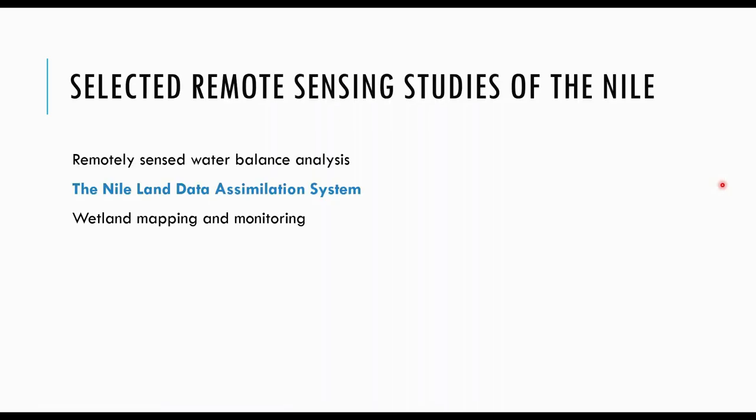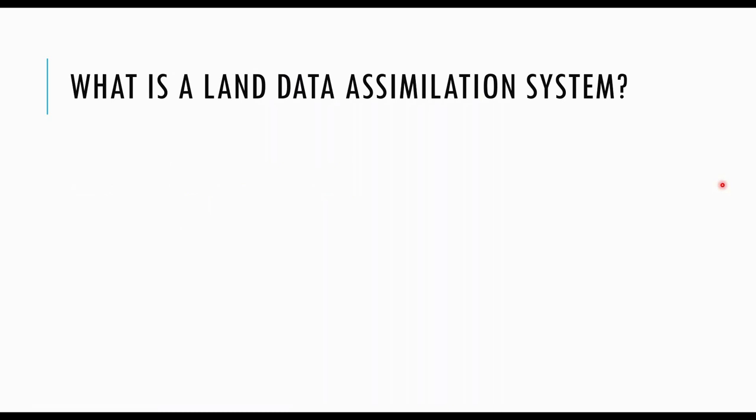Okay, moving on to the next study, which is the Nile Land Data Assimilation System. First of all, I'd like to talk a little about what a land data assimilation system is. And again, this was described last week in terms of just general characteristics and use and the way that you can get data online from NASA's Global Land Data Assimilation System.